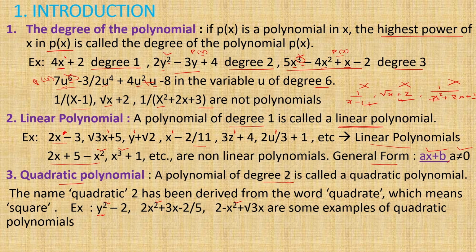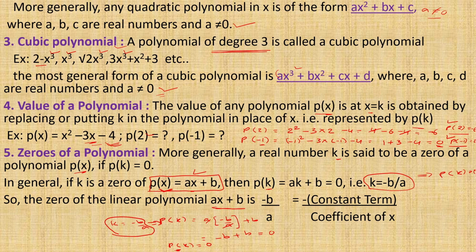And what is the general expression for a quadratic polynomial? ax² + bx + c, where a is not equal to 0, is the general expression for a quadratic polynomial. What is the general expression for a cubic polynomial? ax³ + bx² + cx + d is the general expression for a cubic polynomial. In this also a is not equal to 0.